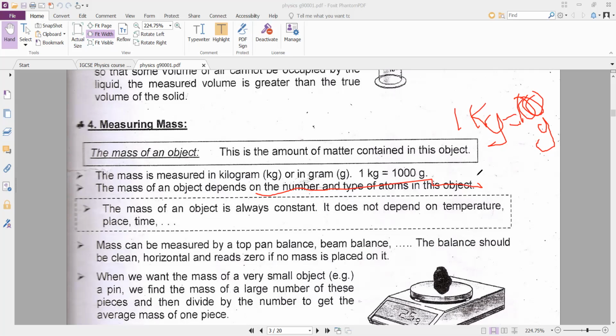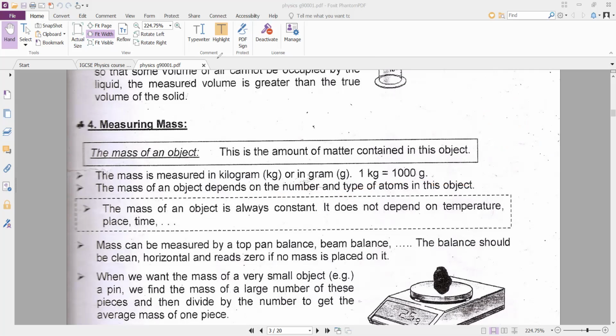We are going to density, but not now, inshallah in the next lessons. We know that the mass of the object depends on the number and types of atoms in the object. What kind? It's solid, liquid, or gas. This is what I mean by number and type. Okay.